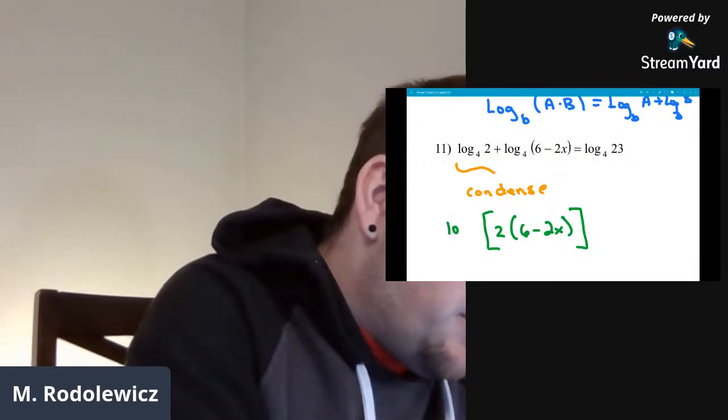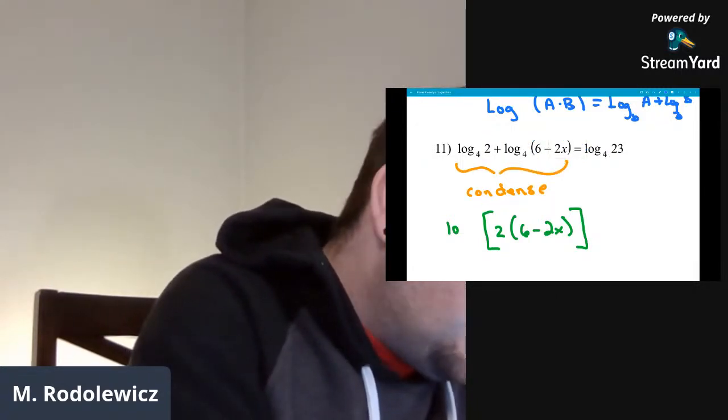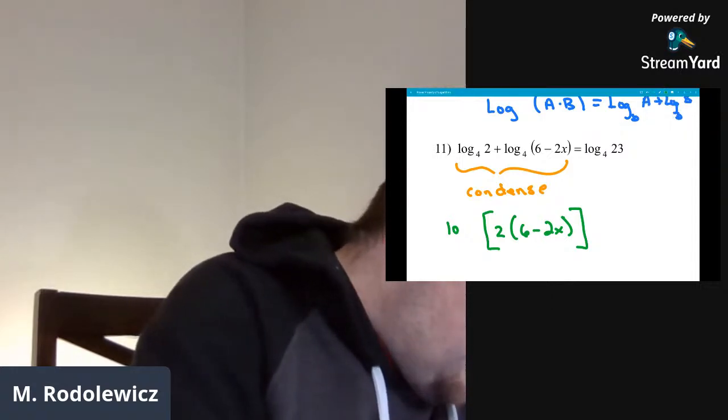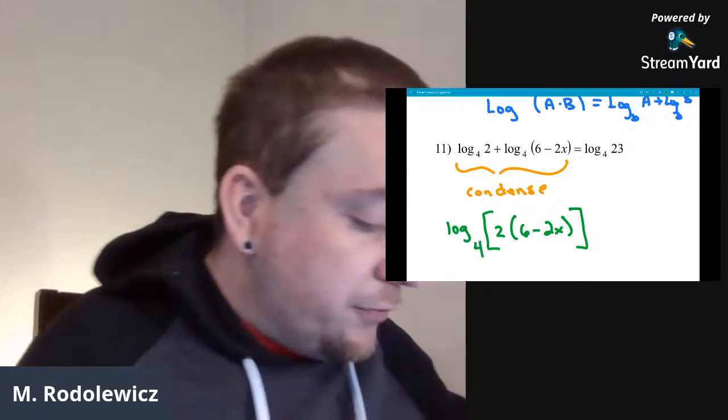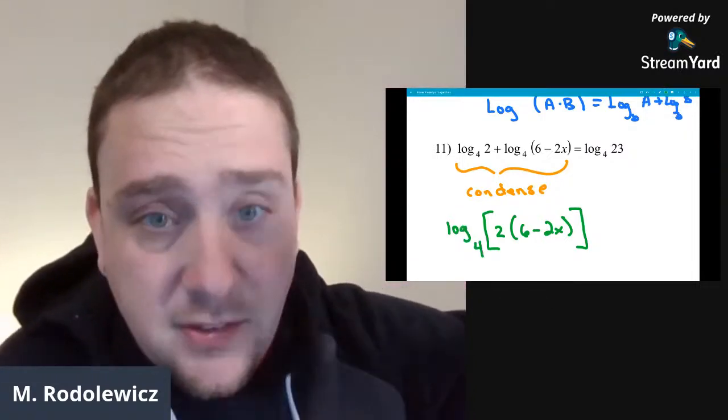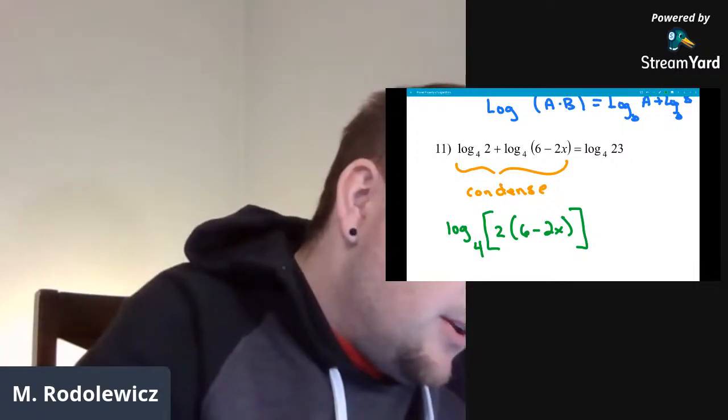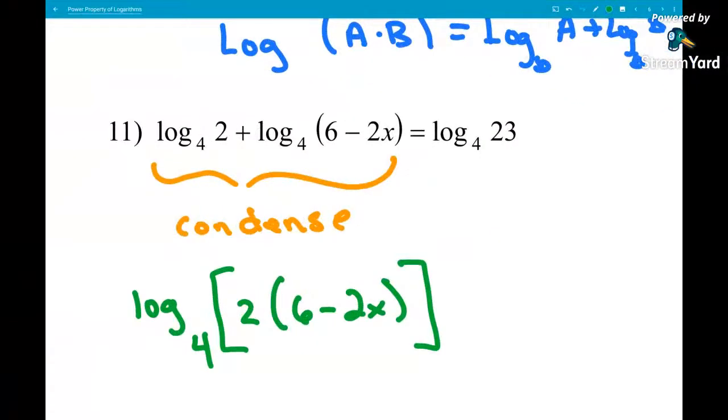And it looks like I lost some of my coloring. All right. So we have log base 4 of 2 times the group, 6 minus 2x. And on the right-hand side, nothing changes at all. Log base 4 of 23.